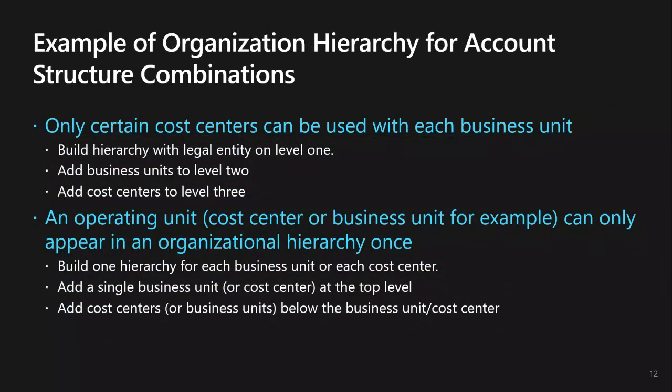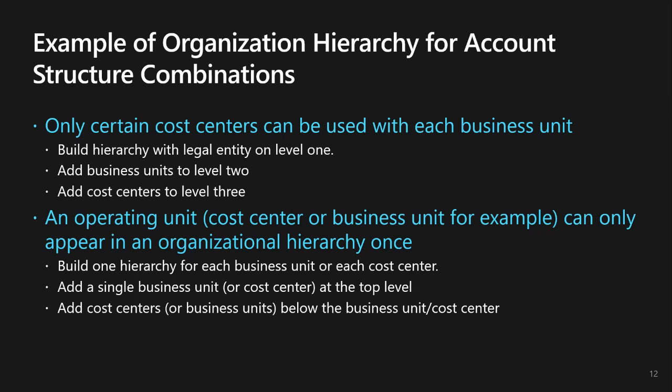Here are some examples of organization hierarchy for account structure combinations. The first example is that only certain cost centers can be used with each business unit. So you would build a hierarchy that has legal entity on level 1. Then you would add the business units to level 2 and the cost centers to level 3. This would be a not upside down hierarchy. This would be the normal way.